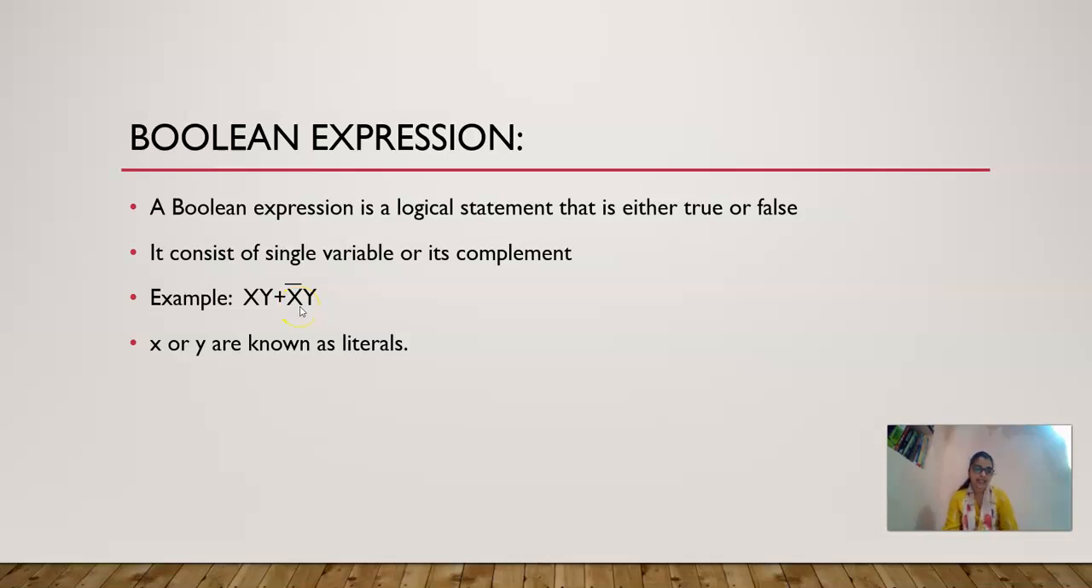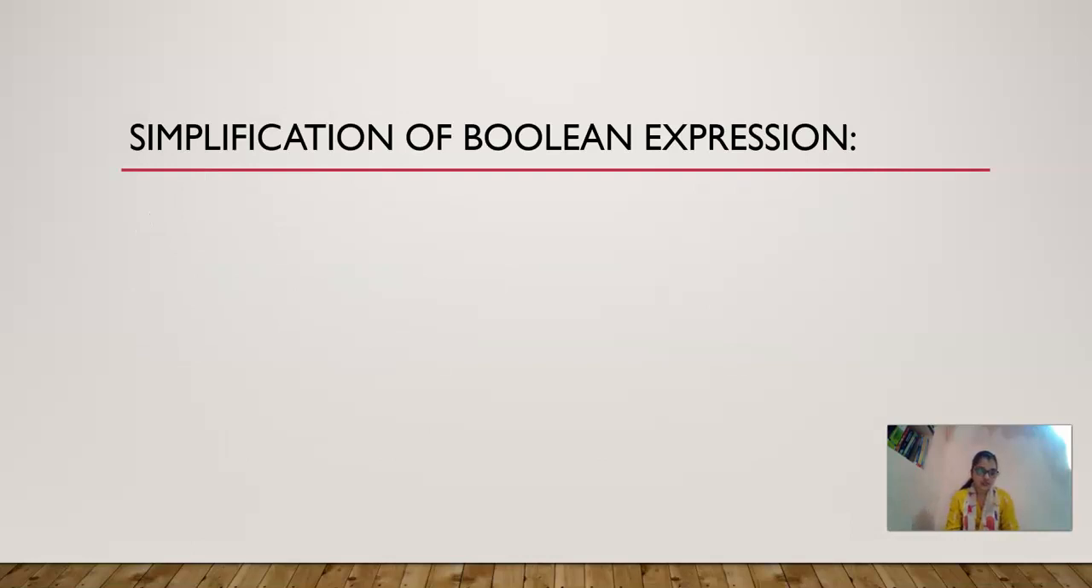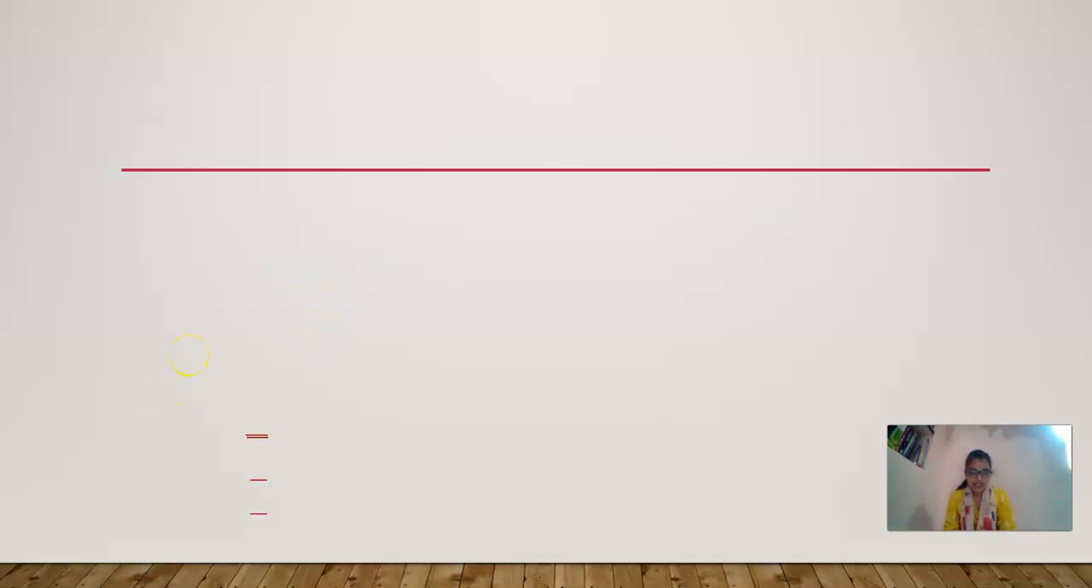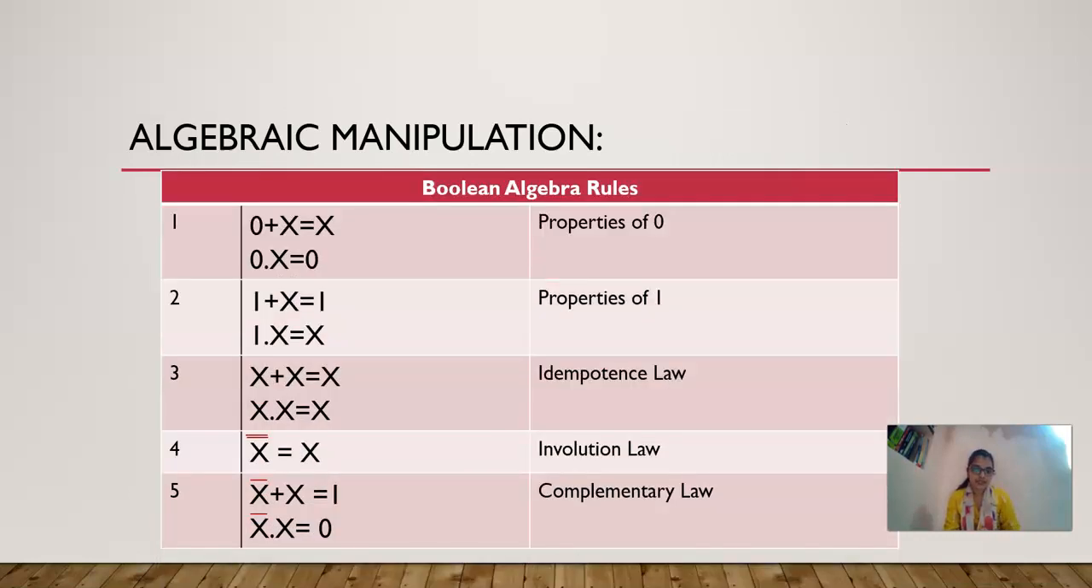Hope you are understanding. Moving to the next concept we have simplification of Boolean expression. The simplification of Boolean expression can be achieved by two methods. The first method here is algebraic method and the second one is Karnaugh maps. Karnaugh maps is also known as K-map. Now let us move to the next slide, that is algebraic manipulation.